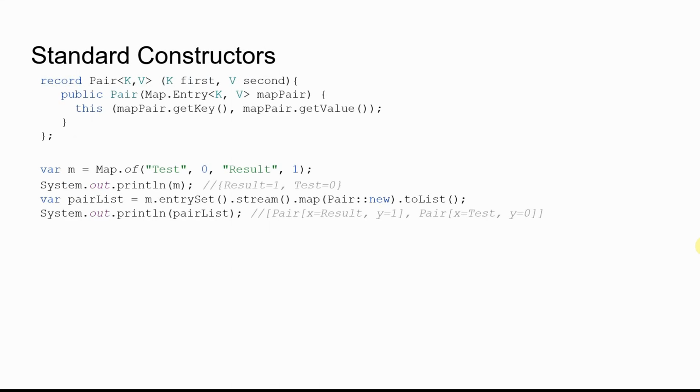Records can still have more traditional constructors. They must set the record fields or delegate to a constructor which does so, as is the case with final fields in traditional classes. In this example, we've created a constructor that doesn't consume 2 parameters like the canonical constructor, but instead requires a Map.Entry value. It destructures the entry into its key and value and assigns them to the first and second parameters respectively. We can then use the Streams API to transform a map into a list of its pair values.